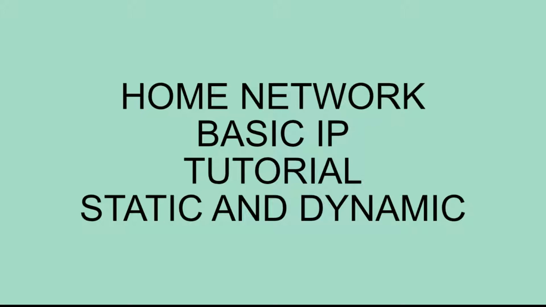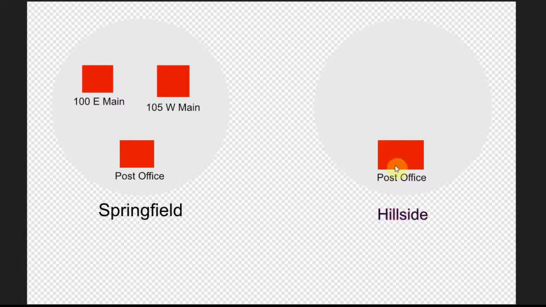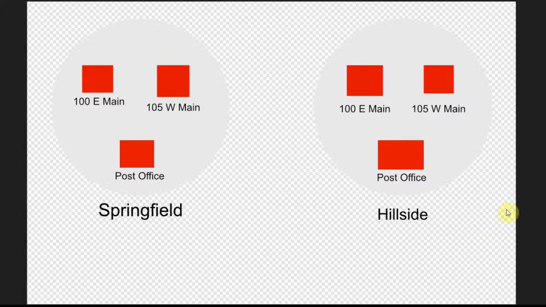To start this tutorial, we're going to do it a little differently. We're going to make an analogy to two small towns that are trying to communicate with one another. One of the towns we're going to call Springfield. It's going to have a post office, the name, and this circle here. We're going to have two addresses in it: 105 West Main and 100 East Main. The other town is going to be Hillside. It's going to have a post office, a 105 West Main, and a 100 East Main.